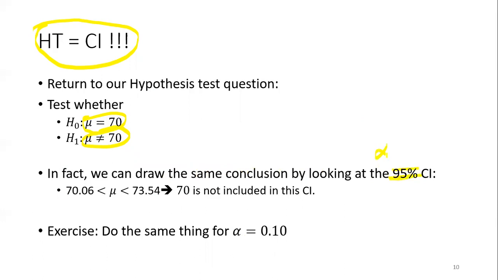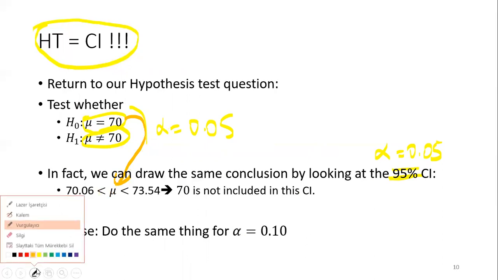So here I have alpha equal to 0.05. If you make this test at alpha equal to 0.05, then just checking whether this mu is in this interval or not is equivalent to making the hypothesis test. What does this mean? Well, 70 is not in this interval. Let me write it here.